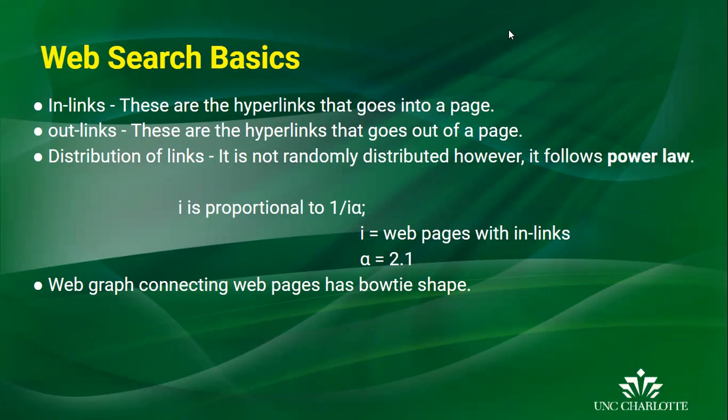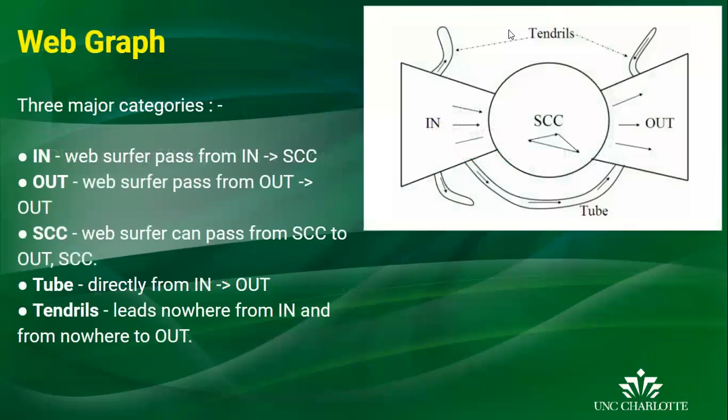Here i is the number of web pages with in-links, where the hyperlinks are going into a page, and alpha is generally 2.1. Now we'll see a web graph connecting the web pages. It basically has the shape of a bow tie. Here you can see we have different components: the IN component, SCC component, and OUT component. The web graph is basically divided into three major categories: IN, OUT, and SCC. The SCC is the strongly connected component.